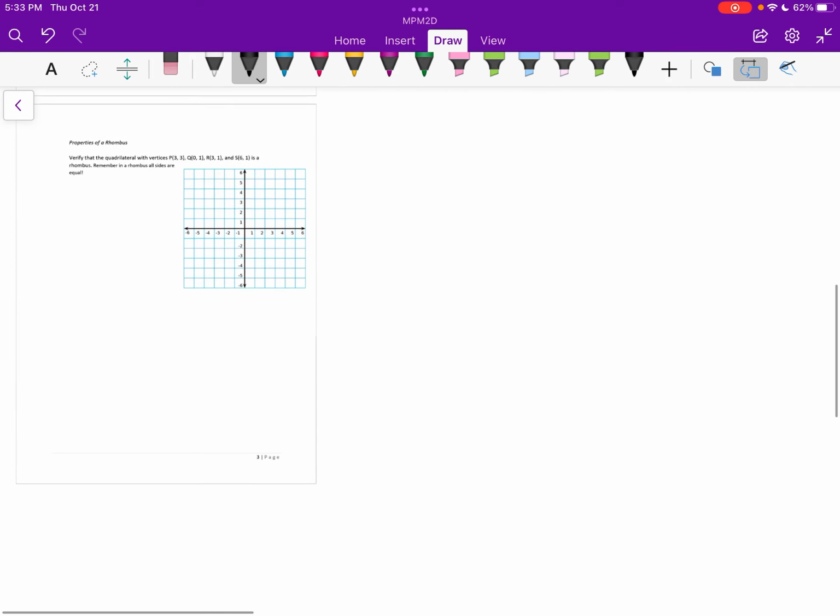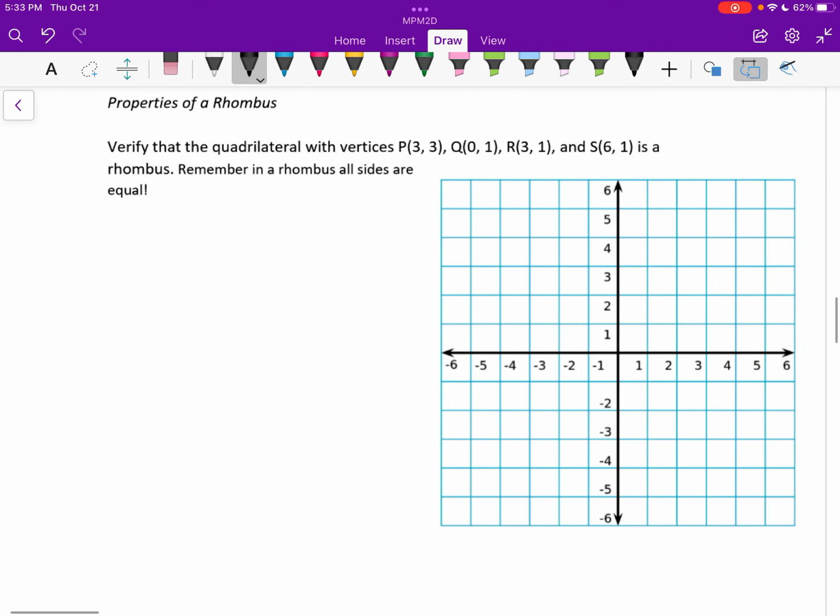Okay. So just going to move on to properties of a rhombus. The thing to know about a rhombus is that for a rhombus, remember all sides are equal to each other, right? So if I want to verify that something is a rhombus, then what I'm going to do is find the distance of all sides, right? Find the length of all 4 of the sides, and then compare them to each other.